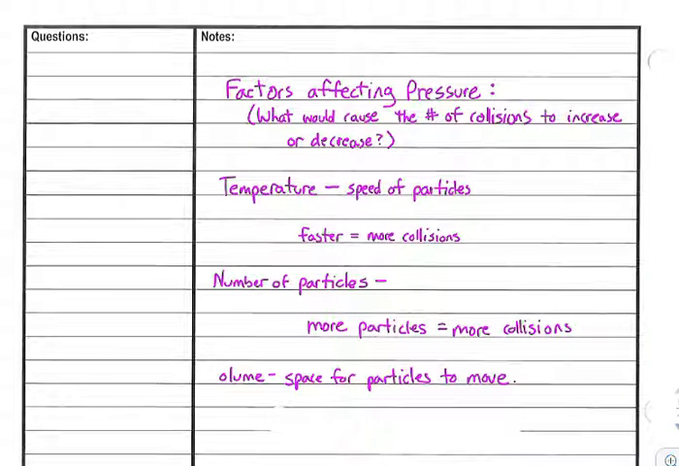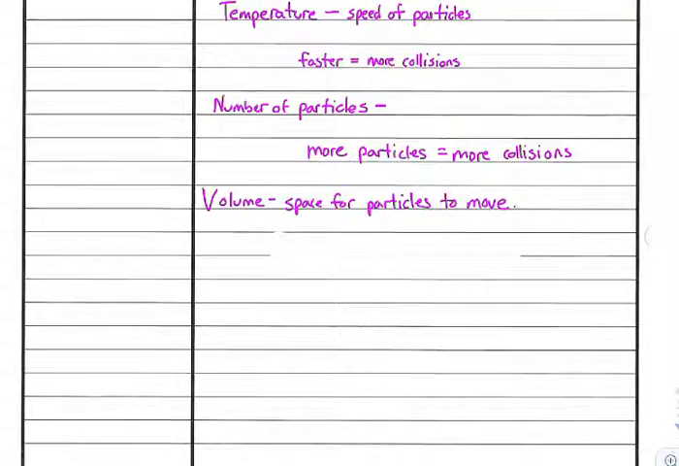The last one here is the volume. We're talking about the space that the particles have to move here. And we saw in there that when they have less space to move, they have more collisions, and when they have more space, they have fewer collisions.